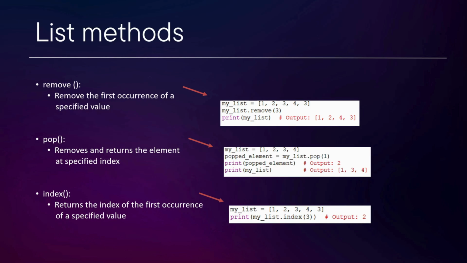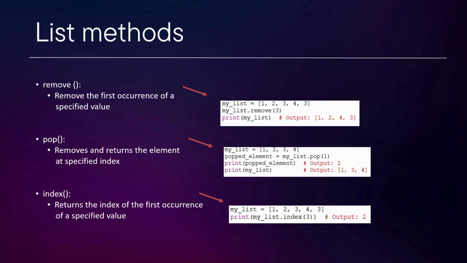Next we have the remove method. The remove method basically removes the first occurrence of a specified value. Whatever the first occurrence is, it will remove that. If there are multiple occurrences of the same item, it will not remove all of them, just the first one. As you can see in the example, it just removes the first occurrence of the number 3.